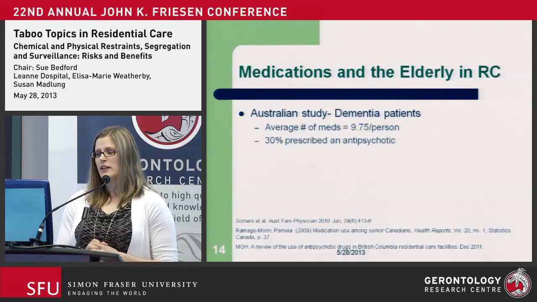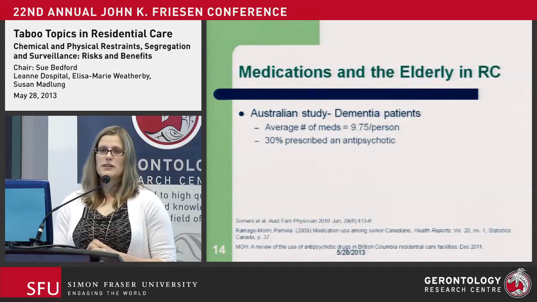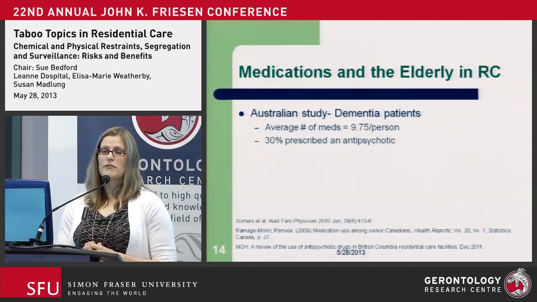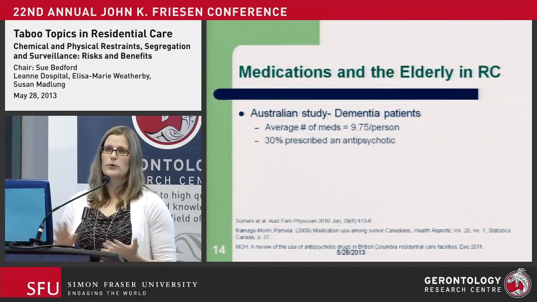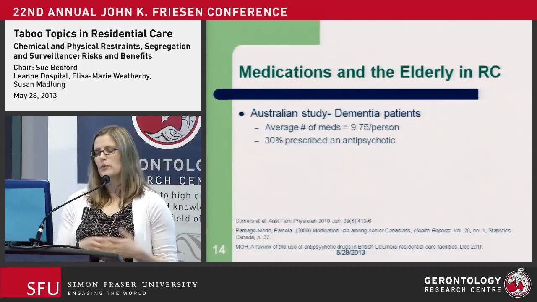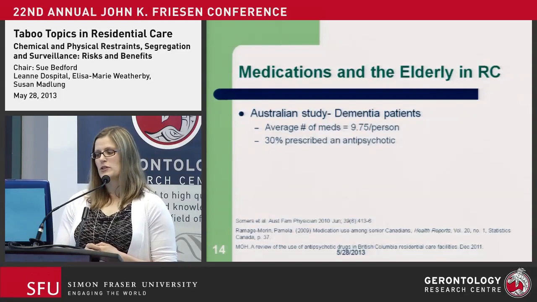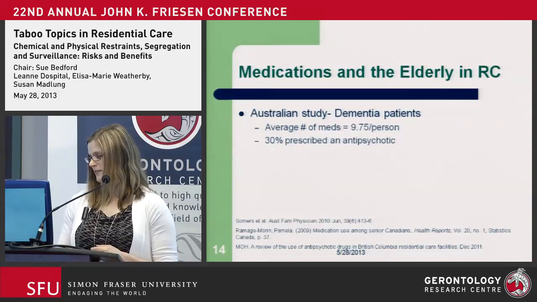A study in Australia also looked at patients in residential care who had dementia, and they found the average number of meds was almost 10. And this included all your OTC things and herbals as well. And a snapshot showing that 30% of these patients were also prescribed an antipsychotic.